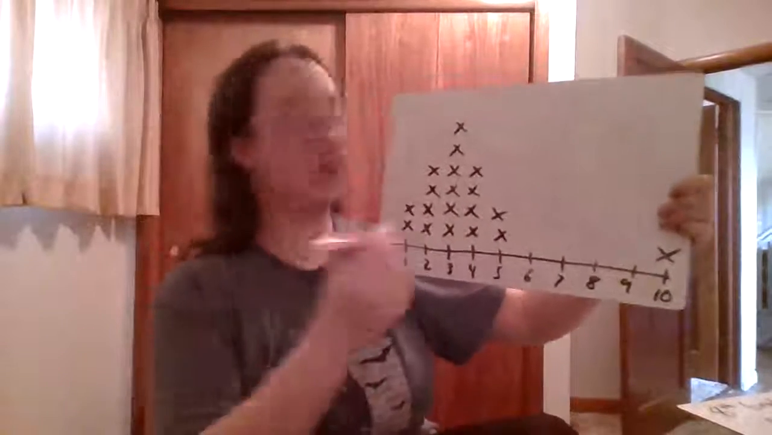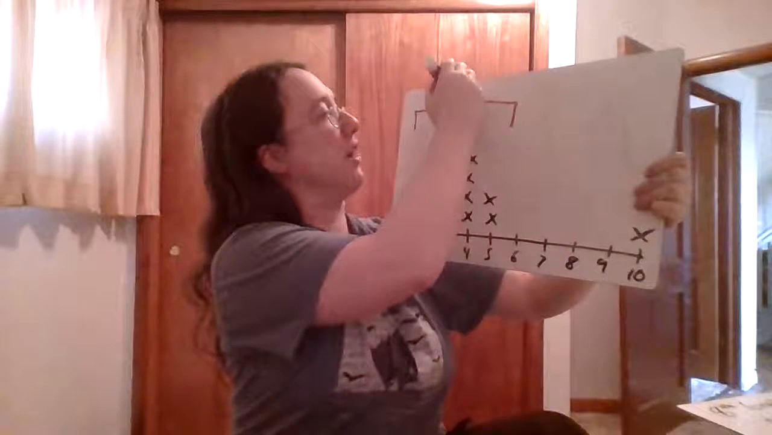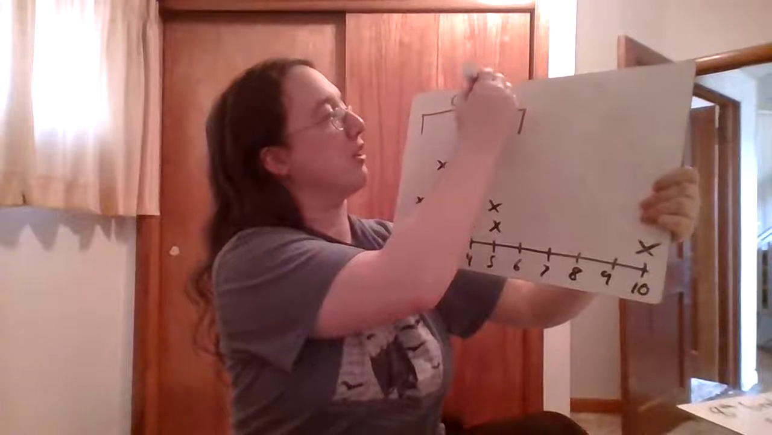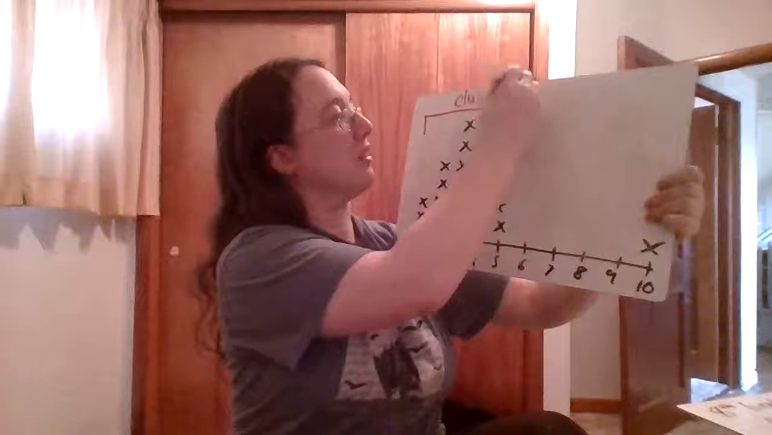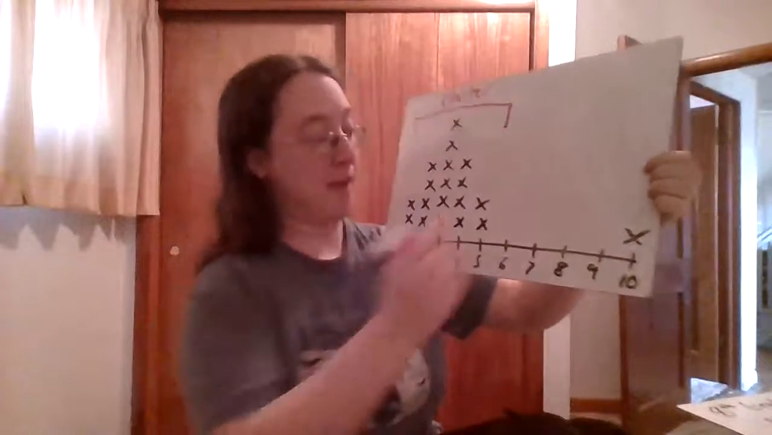For example, if I've got a graph like this, a big group of stuff here is called a cluster. So if you got a group of stuff that's grouped together, that's called a cluster. If you have a big space where there's not any stuff, it's called a gap.